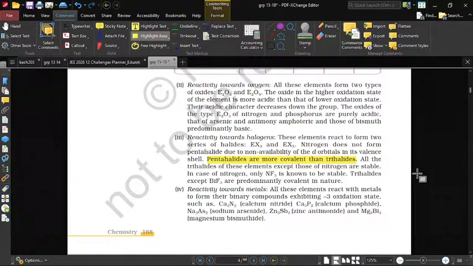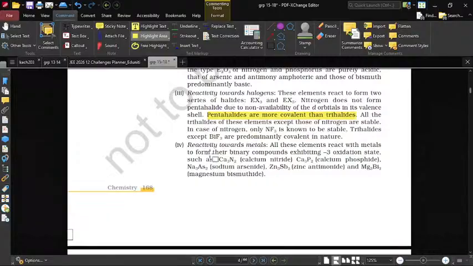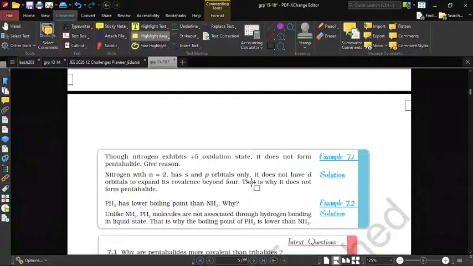Reactivity towards metals. All these elements react with metals to form their binary compounds exhibiting -3 oxidation state, such as Ca3N2 calcium nitride, Ca3P2 calcium phosphide, Na3As2 sodium arsenide, Zn3Sb2 zinc antimonide, and Mg3Bi2 magnesium bismuthide.